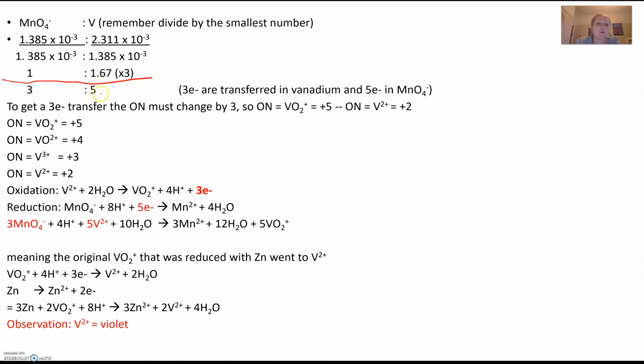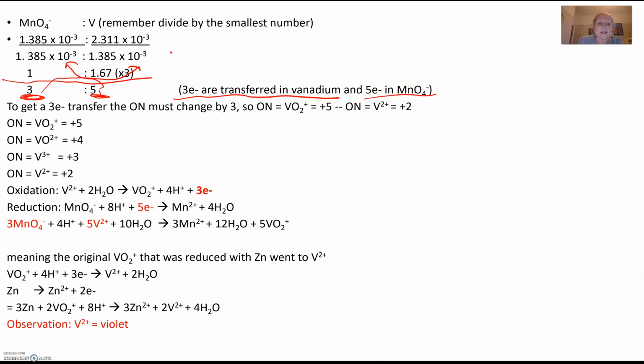Now remember, you kind of switch where these belong. So this 5 goes here, meaning a 5 electron transfer, and this one here meaning a 3 electron transfer. So I hope that makes sense. These are effectively the numbers that you would times the reaction by. So you'd times MnO4 minus by 3 to get the same number of electrons as the vanadium one, which you'd times by 5. And if you have to times this one by 3 and this one by 5, it's because this one's got 5 electrons and this one's got 3. So I hope that makes sense, that the 3 electrons are transferred in vanadium and 5 electrons in permanganate.